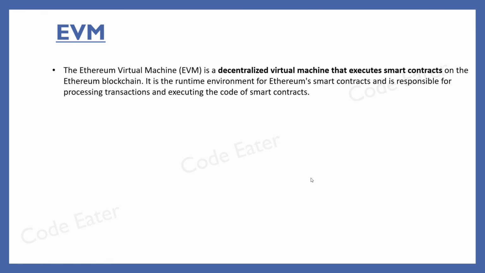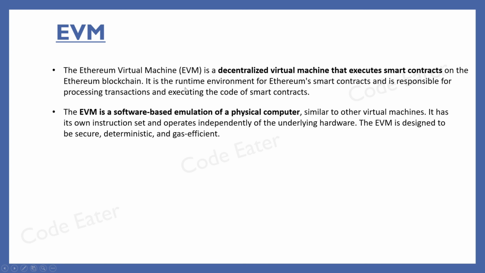So what is the Ethereum virtual machine? The Ethereum virtual machine is a decentralized virtual machine that executes your smart contract on the Ethereum blockchain. And the EVM is a software-based emulation of physical computers. As I said, this is a virtual machine. It is not a physical computer, like the one where we are doing all this stuff, but it is a virtual computer, similar to other virtual machines.